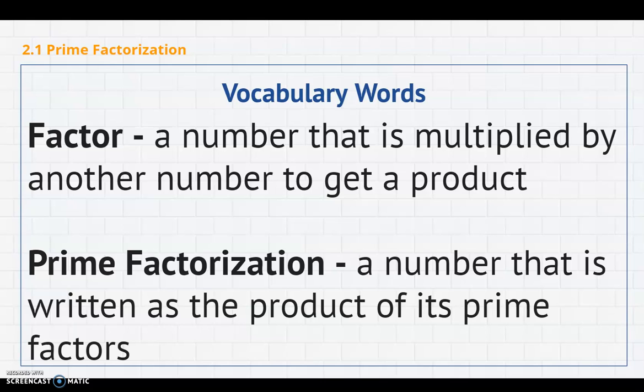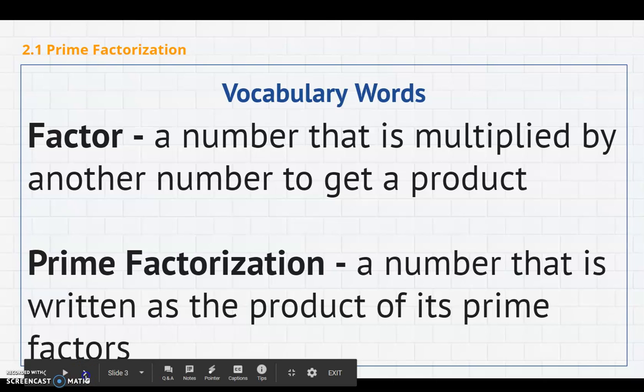Now, prime factorization is a number that is written as the product of its prime factors. So I'll give you a number, and then I want you to break it down into a bunch of prime factors and write it as a product. And we'll learn what prime factors are here.